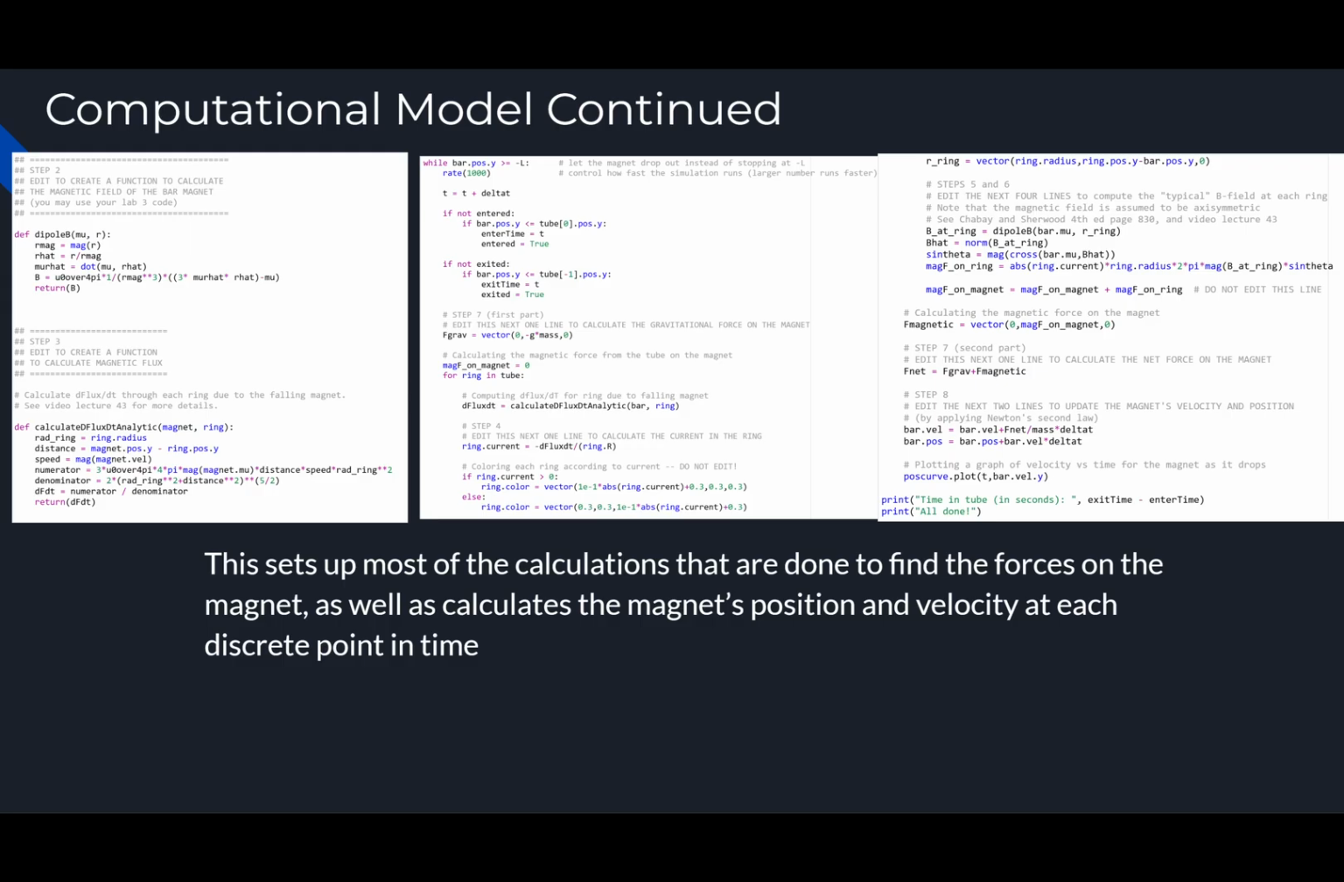So then these code snippets here set up our calculations that are done to find the forces on the magnet, and then I'll also calculate the magnet position and velocity at each discrete point in time as you go through the time by steps of delta t.